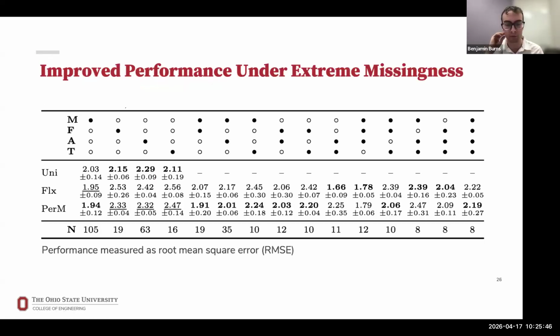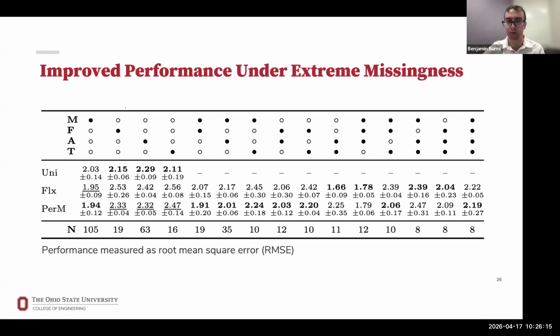We evaluate the performance of our method on predicting 1-year change in CDR sum of boxes for patients with mild cognitive impairment. And we compare these results with FlexMOE, which at the time was the state of the art in this type of problem. And in the case where we have only one modality available, we also compare our performance to that of the respective unimodal model.